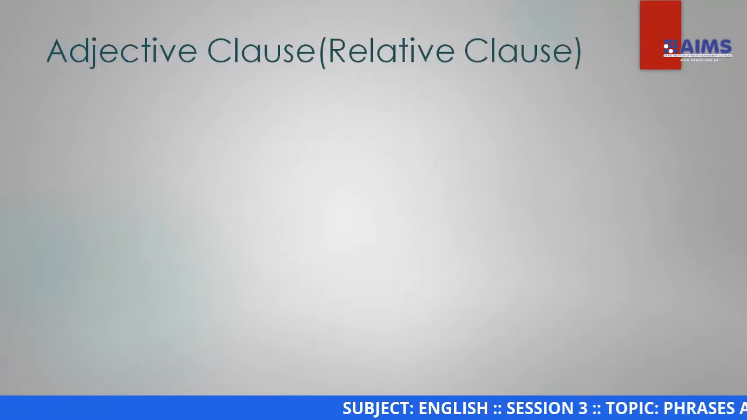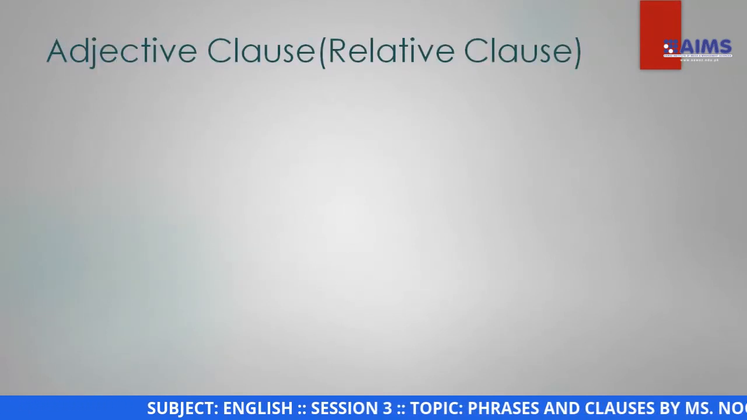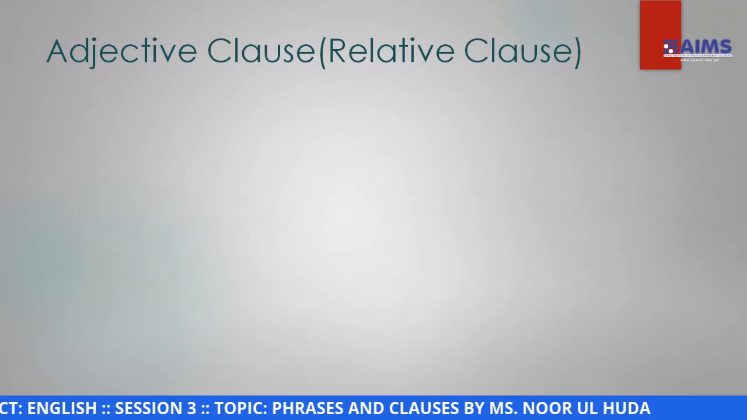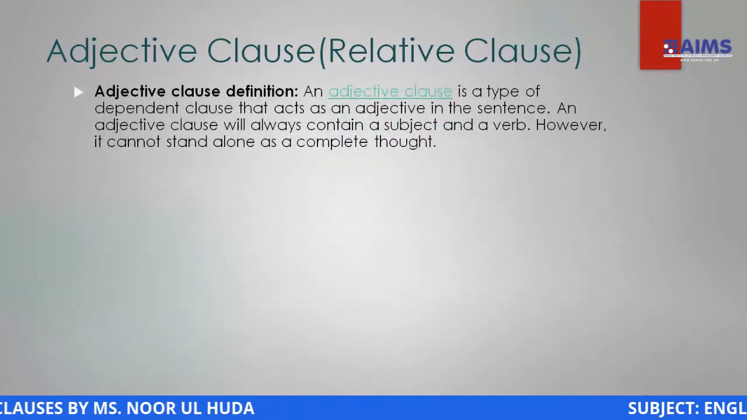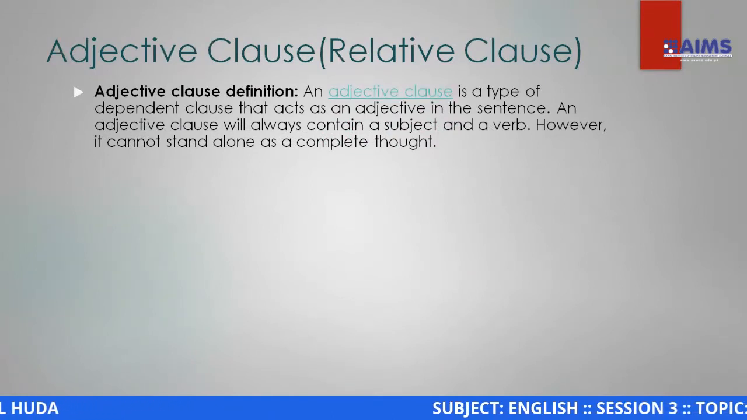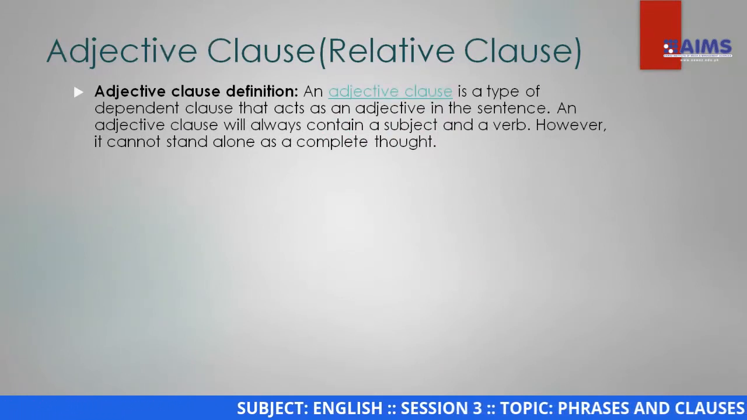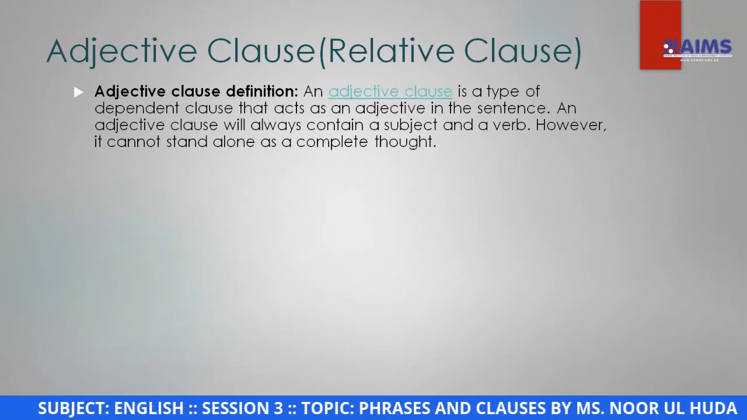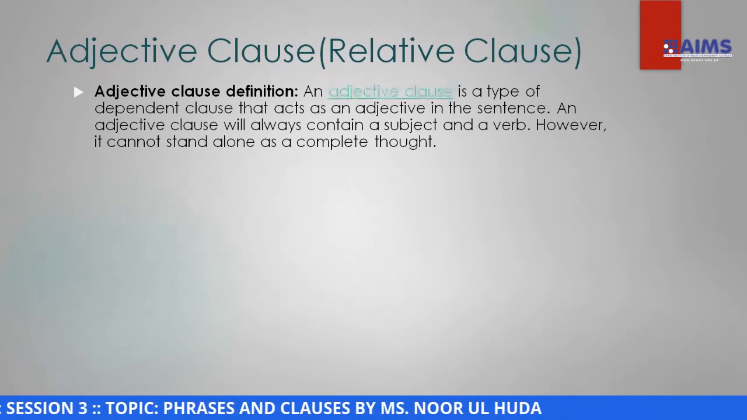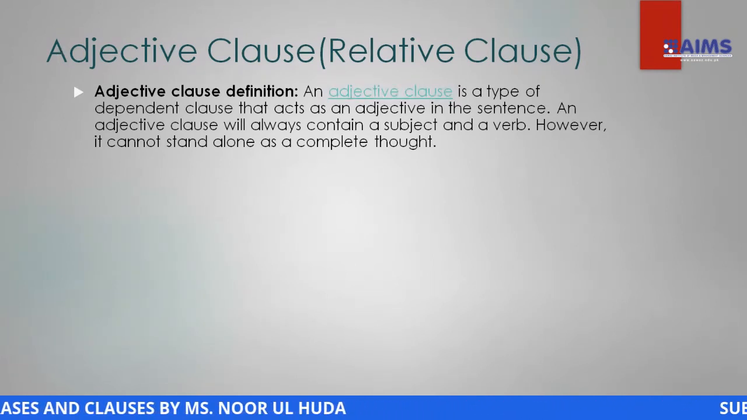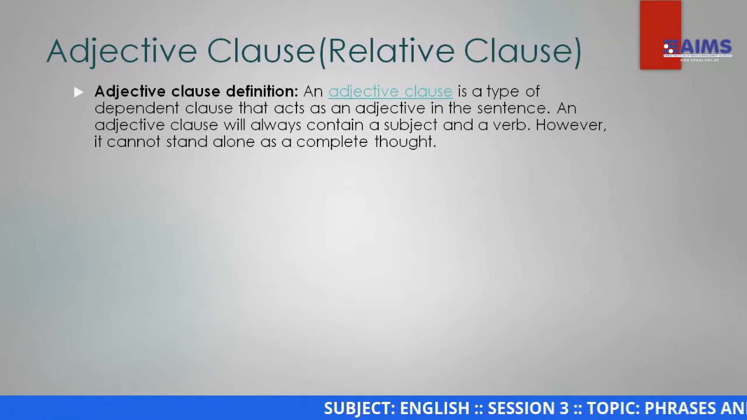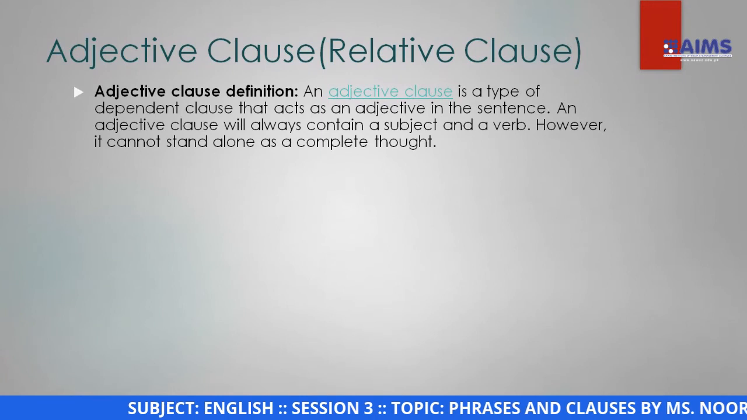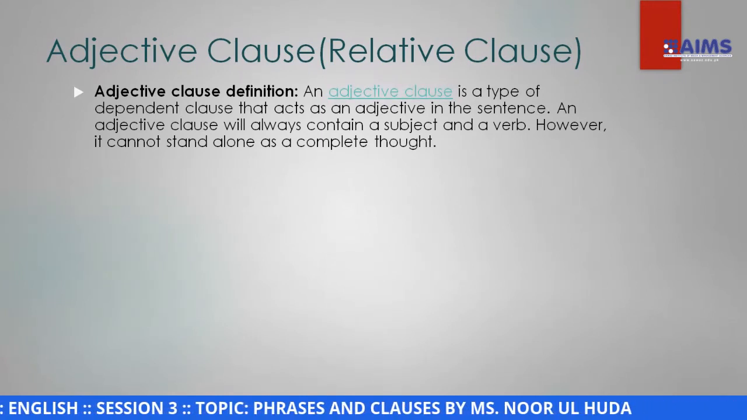All right. Now another thing, that is the adjective clause, or relative clause. An adjective clause is a type of dependent clause that acts as an adjective in a sentence. It takes the place of the adjective in a sentence, but it does have a subject and a verb. However, it cannot stand alone as a complete thought because it is a type of dependent clause.